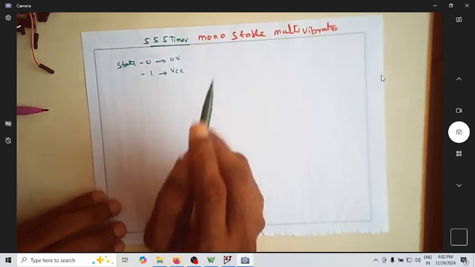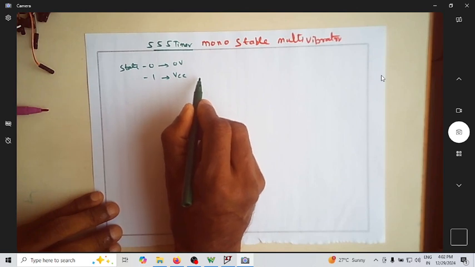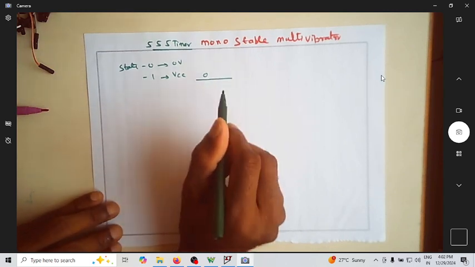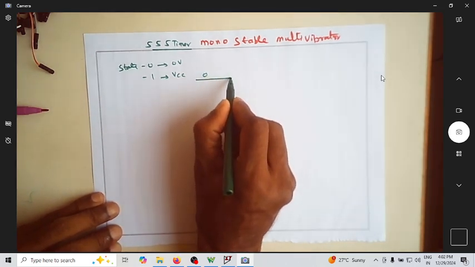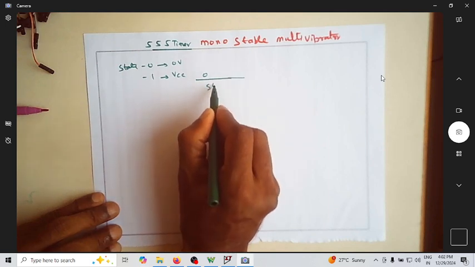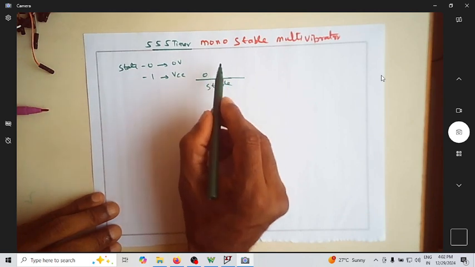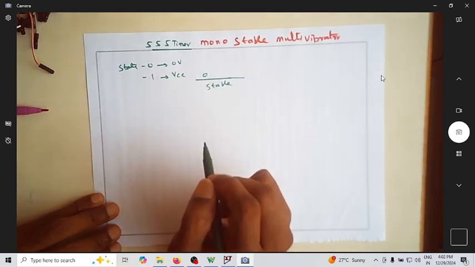Now when I say monostable multivibrator, there is one state which is stable. Assume that it is in a state of 0 unless I trigger the circuit. So unless I trigger the circuit, it remains in this state. I'll call this the stable state. The state of the circuit is stable at 0 as long as I don't give any trigger signal.